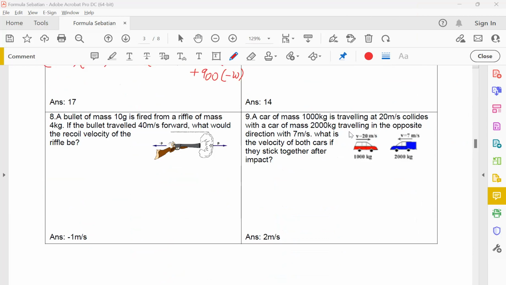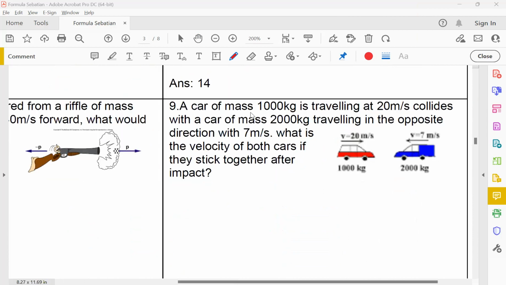It says here, a car of mass 1,000 kg is traveling at 20 meters per second, collides with a car of mass 2,000 kg traveling in the opposite direction at 7 meters per second. So if I associate this as positive, then this one will be negative. Then what is the velocity of both cars if they stick together? This is a keyword. What does this mean? Inelastic collision. Good. If it's inelastic collision, how will the formula morph?